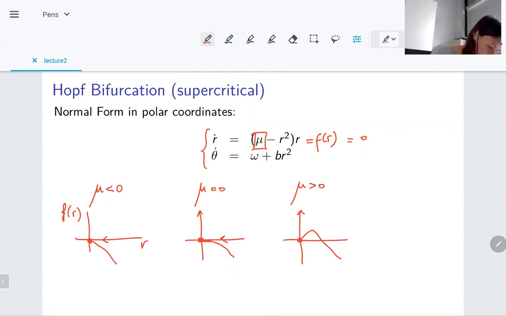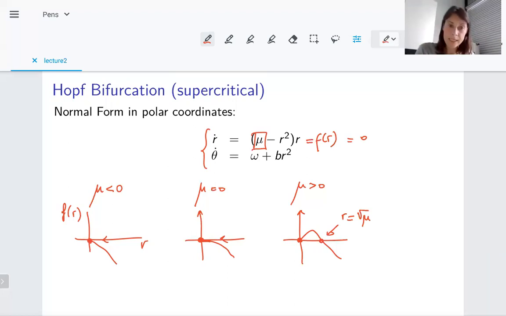Okay, so it has two values where it vanishes, which correspond to r equal to 0, which is the equilibrium that we had, and the other one corresponds to r equal to square root of mu. So this is a periodic orbit of size square root of mu.